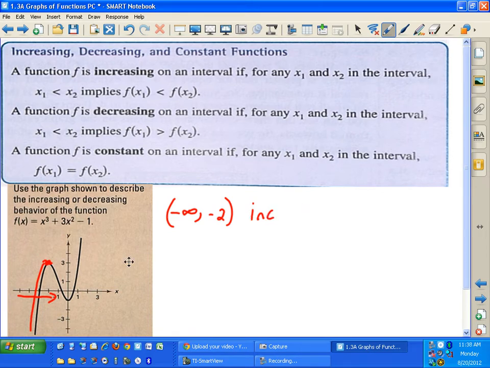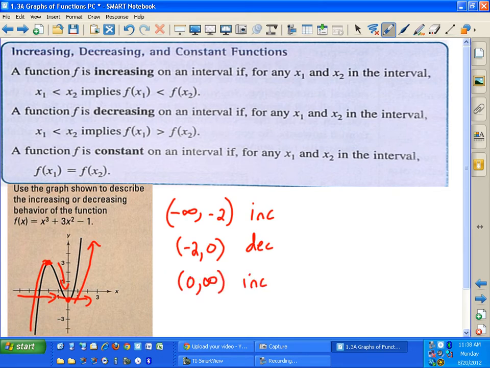You'll notice that as my x values keep going across the page, from -2 down to about 0, my graph is falling. And so from -2 to 0, my graph is decreasing. Then as my x values continue to increase, after 0, my graph goes up and off the page. So that means that from 0 to +infinity, I am increasing.